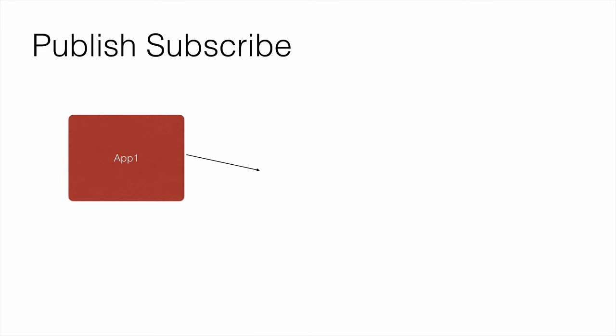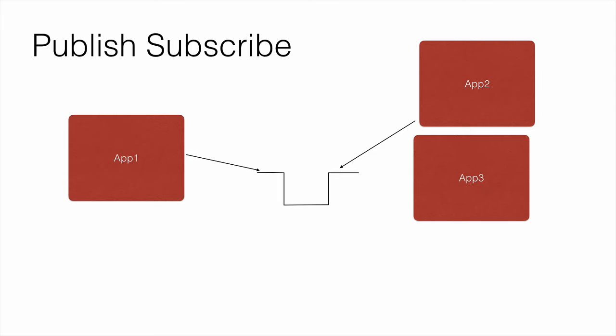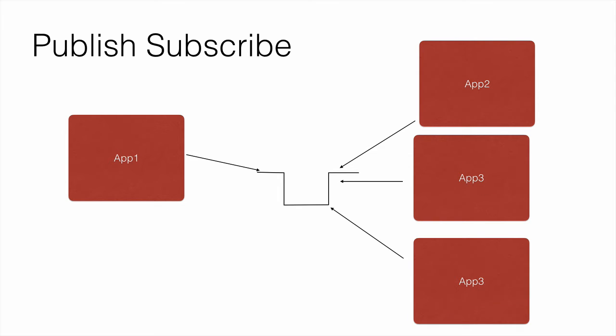The second type of messaging is PubSub or Publish Subscribe. This is where we have one application putting a message on the destination, and we have multiple applications or components that subscribe to that destination, and they all get the message. In case of PubSub, the destination is called a topic.